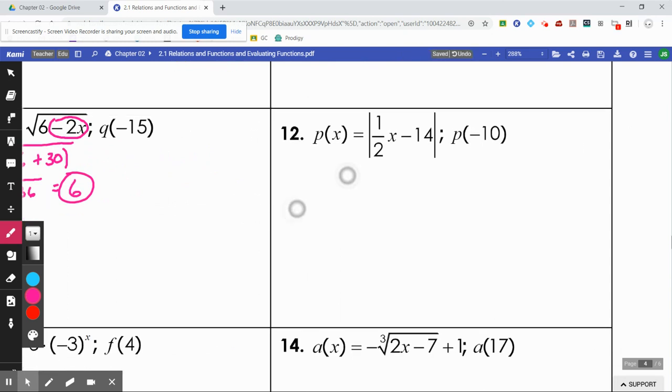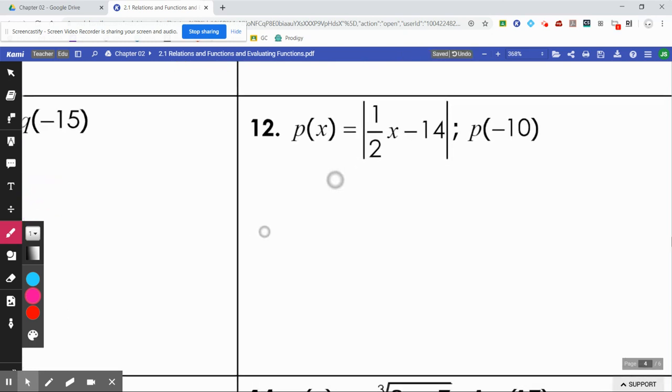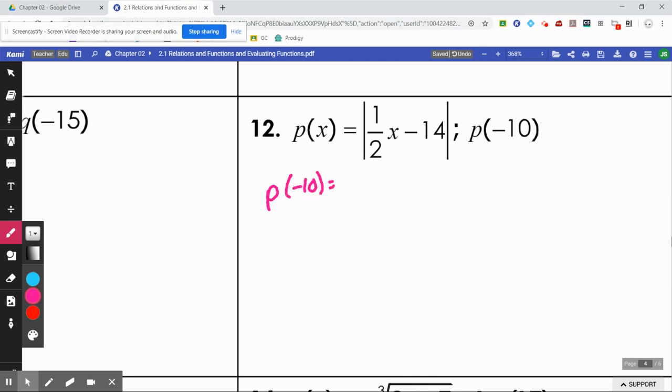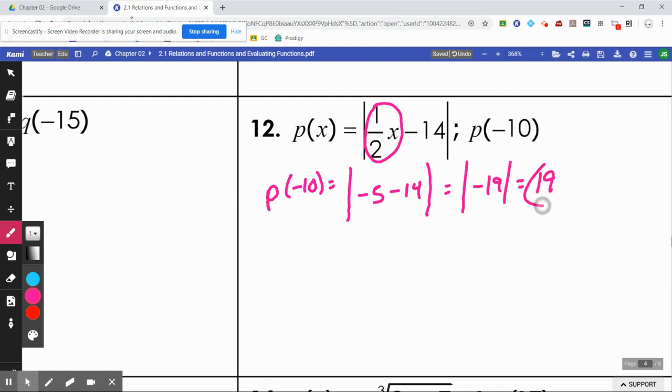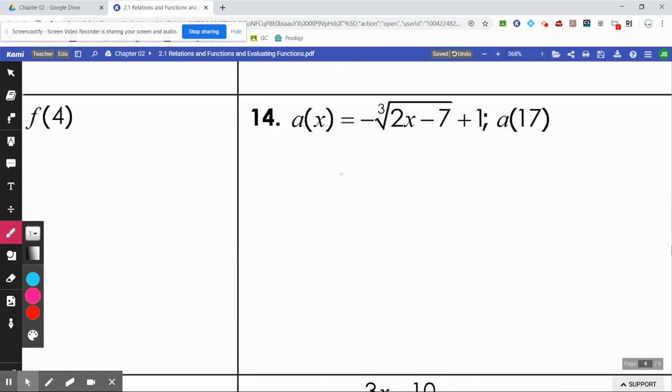Number 12, p of -10. We've got to do the absolute value. We're going to multiply half times -10, which is the same thing as half of -10, which is -5 minus 14. Implied parentheses inside those bars, that's -19. The absolute value of -19 is a positive 19, and that's it.